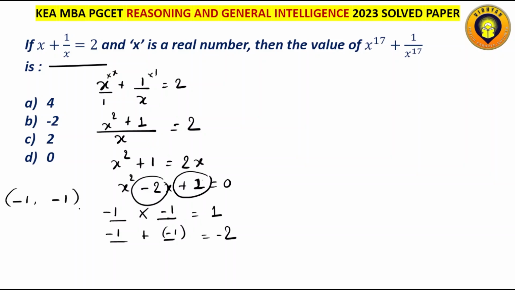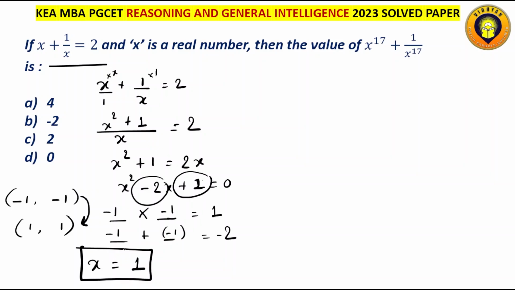But this is not the root. If you want to find the root, then what you have to do? You have to reverse the sign. Therefore, two roots are 1 and 1, which means x value is 1 only. Okay, so 1 and 1, which is common. Therefore, x value is 1.